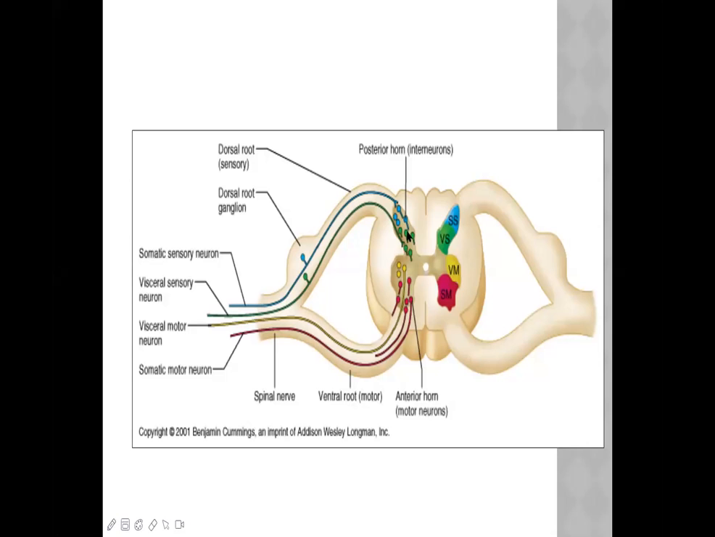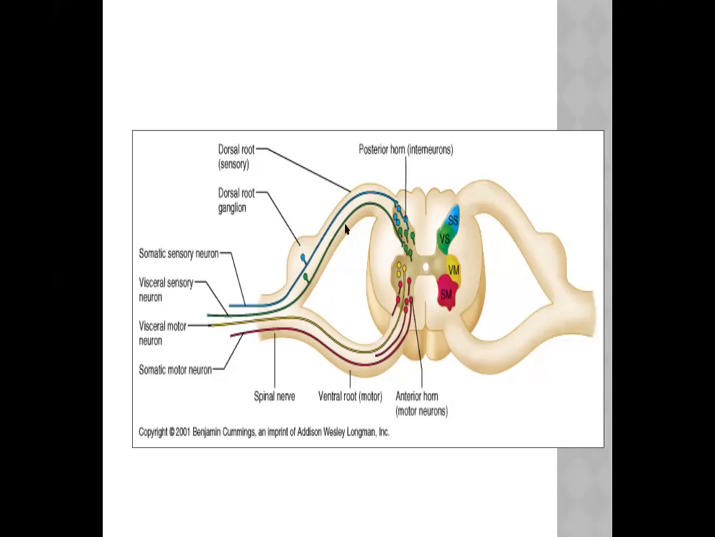So this is the posterior horn. This is the anterior horn. Okay, anterior horn is for the motor neuron. Posterior horn is for the sensory neuron. There is a dorsal root ganglion, and dorsal root ganglion is only for the sensory nerves. Okay, motor nerve doesn't arise or contribute to the formation of dorsal root ganglion.